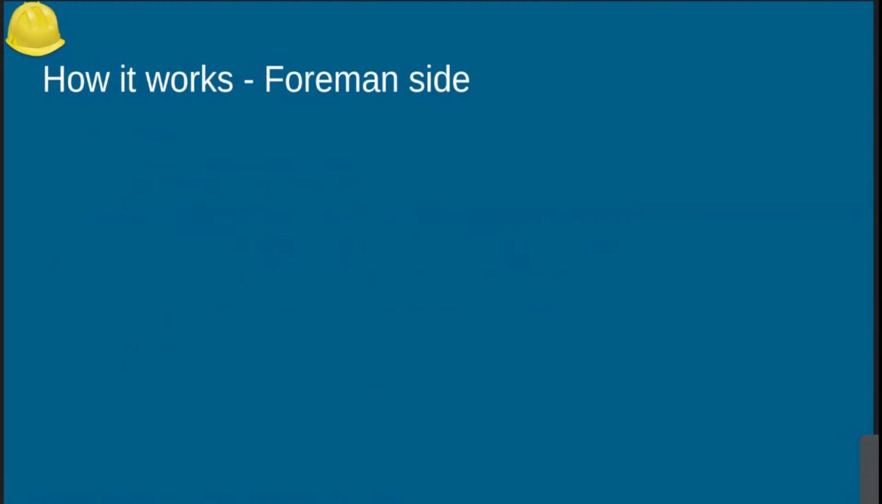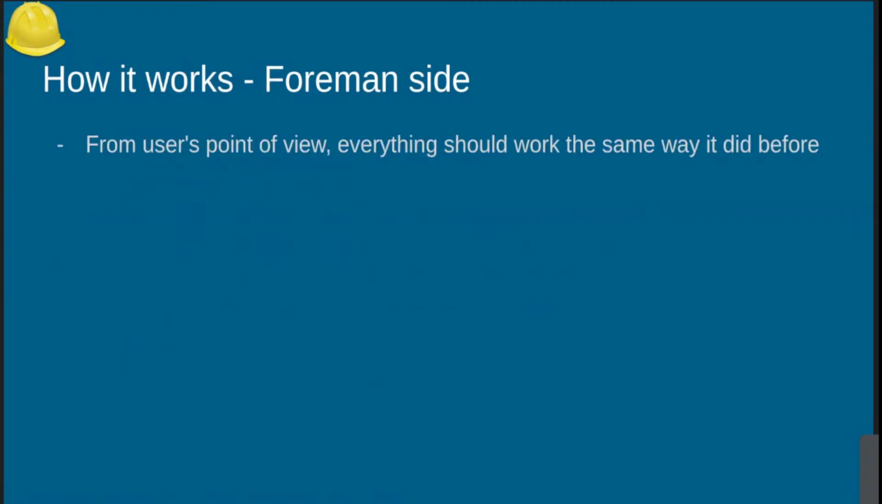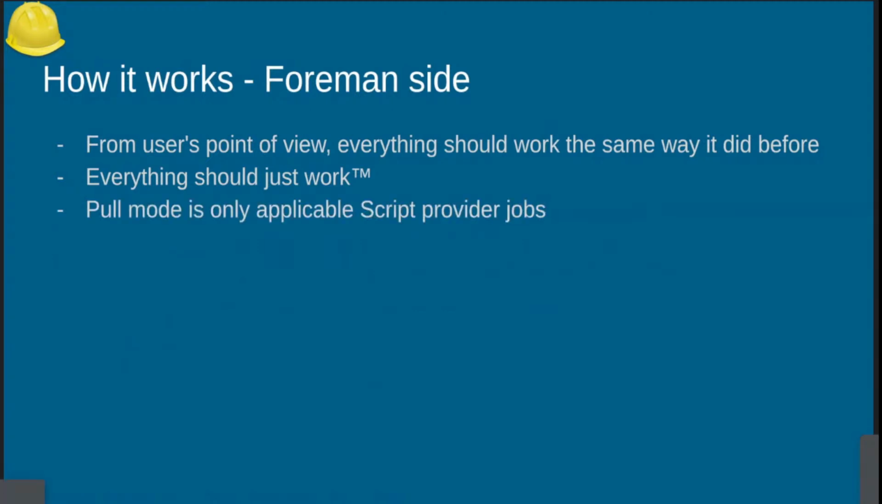So how it works under the hood. We'll start with Foreman again, because it's possibly the simplest, because from the user's point of view, everything should just work the same way it did before. You shouldn't be able to tell any difference. So everything should just work, hopefully. One thing worth noting is that the pull mode is only applicable to script provider jobs. The thing I talked about last time was the rename from SSH provider to script. So if you want more details on that, feel free to rewatch the last demo.